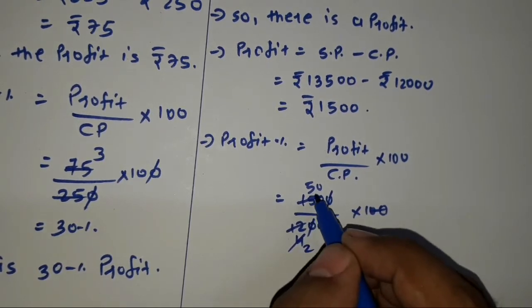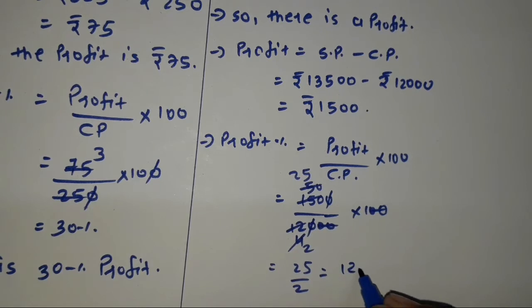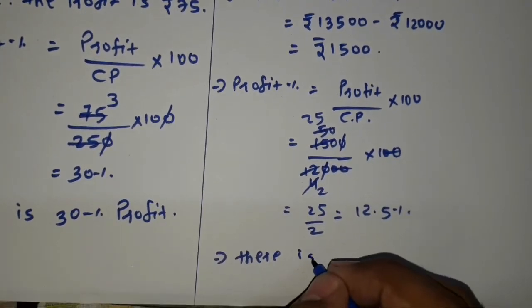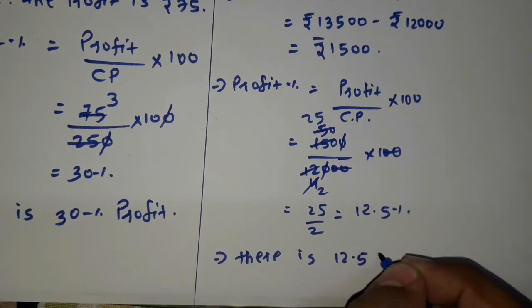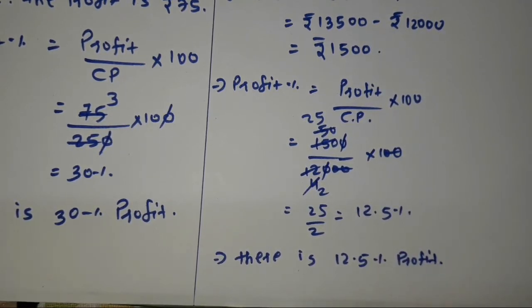Now 2 2s are 4, 25 2s are 50. So 25 upon 2, the answer will be 12.5 percent. So here how much profit percentage is there? There is 12.5 percent profit.